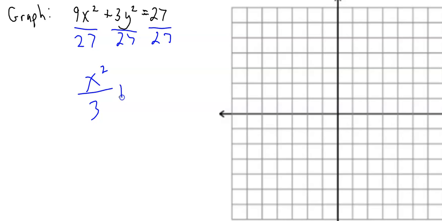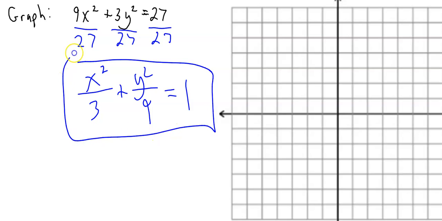X squared over 3 plus 3 divided by 27 is 9, so y squared over 9 equals 1. So we have our ellipse. So that's our ellipse equation. The center for all these ellipses so far have been 0, 0. Eventually we'll get there where we'll have something bigger.